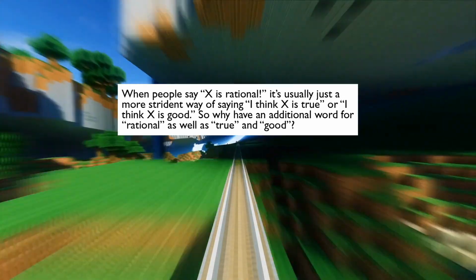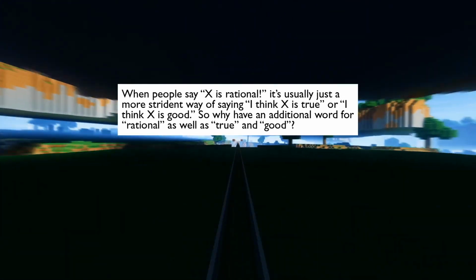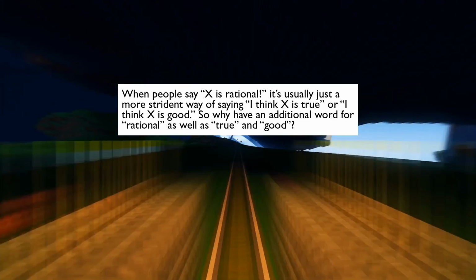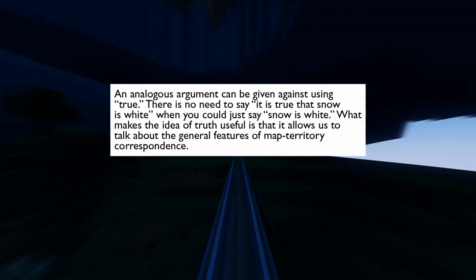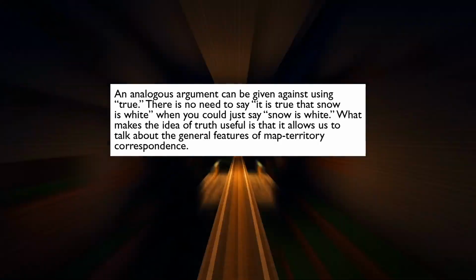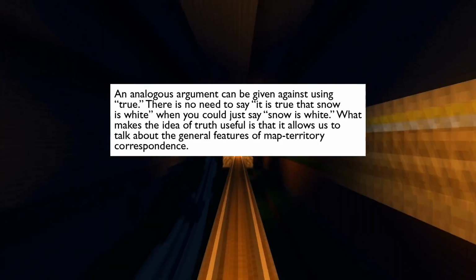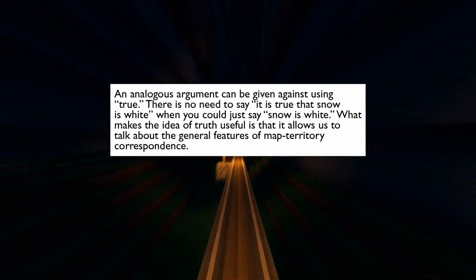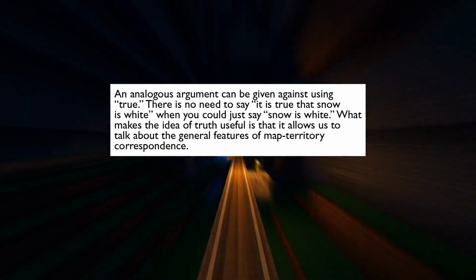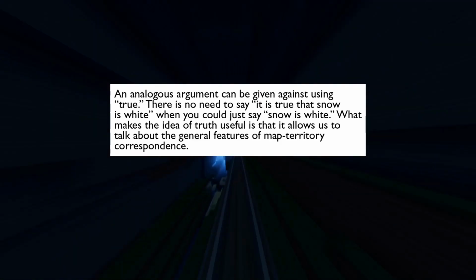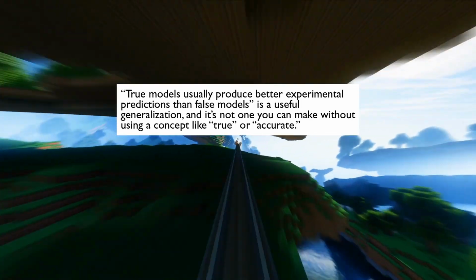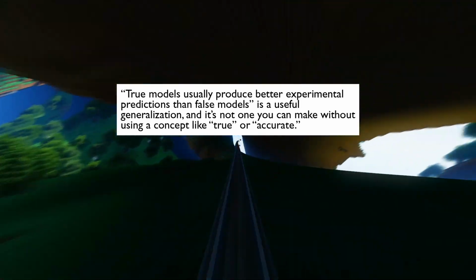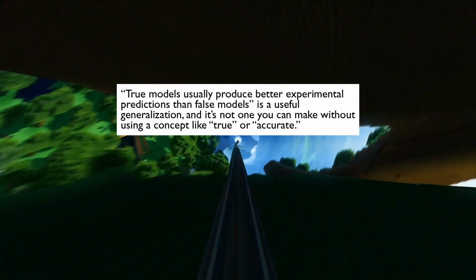When people say X is rational, it's usually just a more strident way of saying I think X is true or I think X is good. So why have an additional word for rational as well as true and good? An analogous argument can be given against using true. There is no need to say it is true that snow is white when you could just say snow is white. What makes the idea of truth useful is that it allows us to talk about the general features of map-territory correspondence. True models usually produce better experimental predictions than false models is a useful generalization, and it's not one you can make without using a concept like true or accurate.